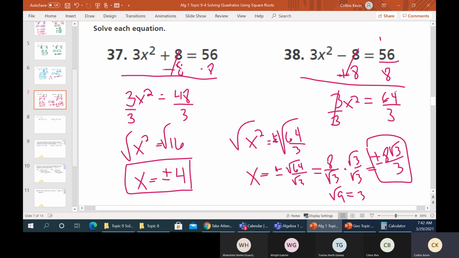That's what they call rationalizing the denominator, which is just a fancy term for saying we don't like square roots on the bottom. Okay, so that one's a little funky. That's probably above what we need to know at this point, but they threw it in there just for laughs. Any questions?